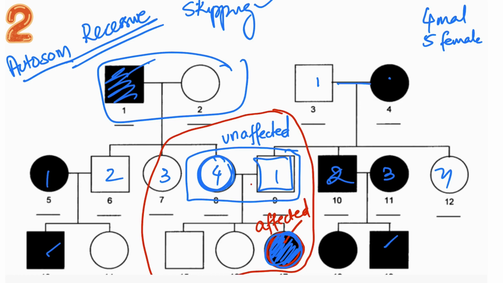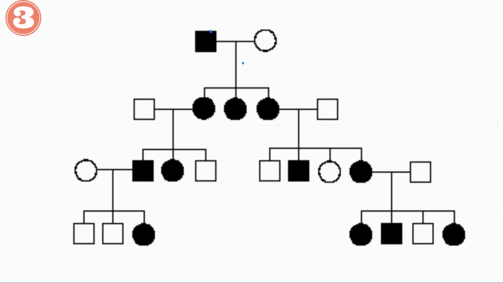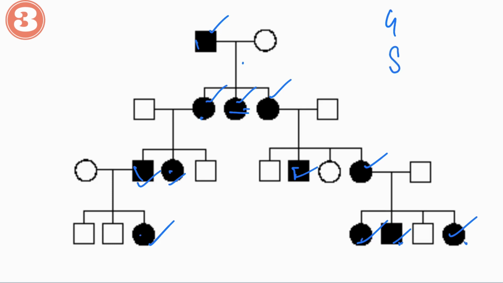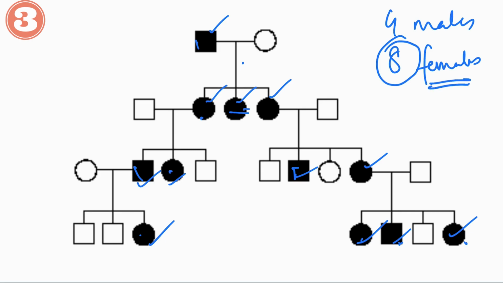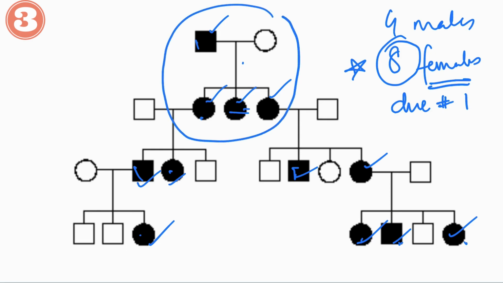Now let's look at another one. In this one you see, okay, father is affected, and this parent has 3 daughters. 3 daughters are affected. There are 4 males and about 8 females affected. Okay, we see that females are more affected. That just gives us clue number 1. What else do you see here? Do you see something different here?